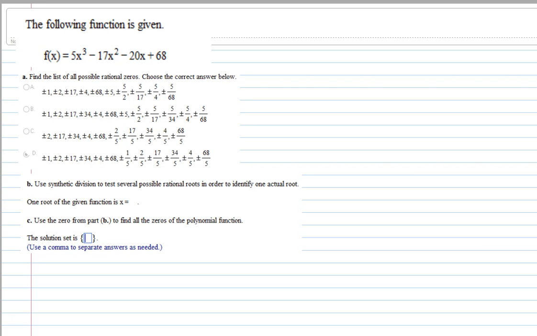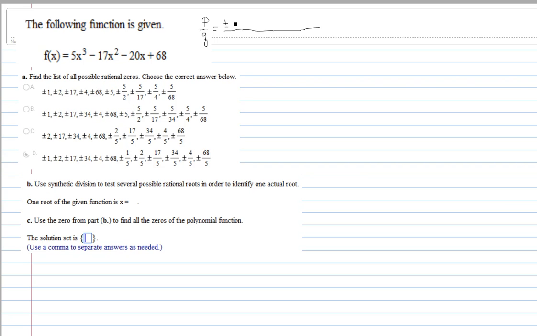Okay, let's take a look at this problem. The first thing it asks us to do is to find all the possible rational zeros. So we need to take a look at our P over Q, where P is all possible factors of the constant term. There's going to be quite a few factors of the number 68.